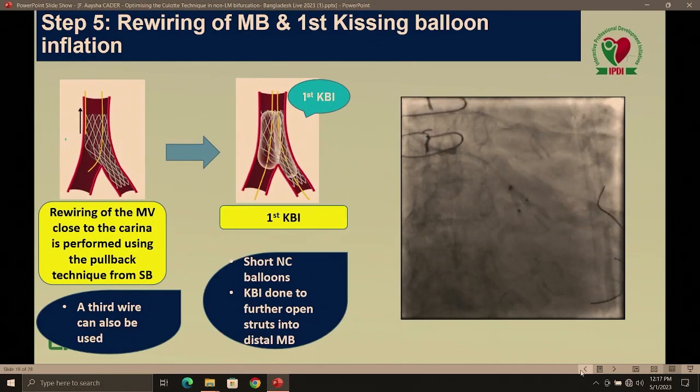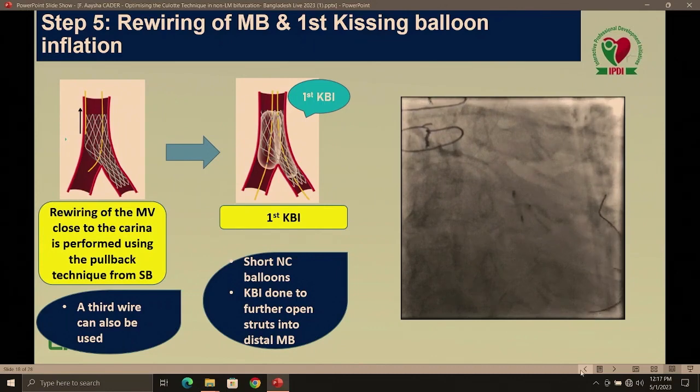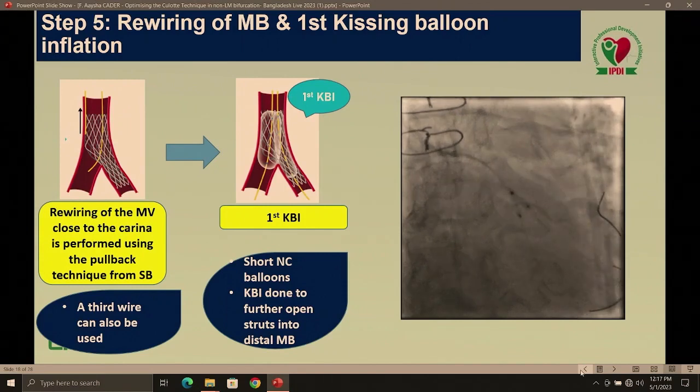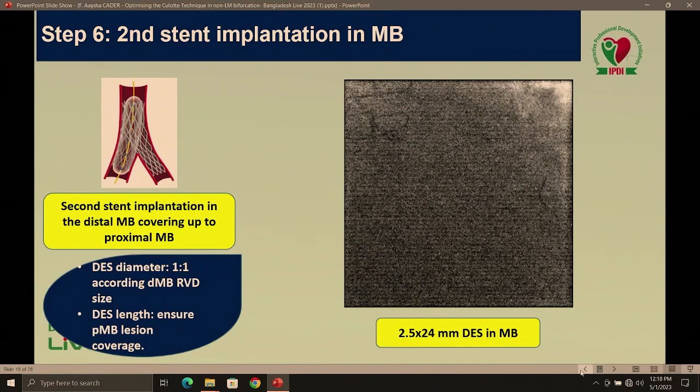So this first kiss is what we now call the double kiss mini culotte, or the DK mini culotte, which was not part of the procedure before. Here you would use short NC balloons and a kissing balloon inflation to further open up the struts into the distal main branch. After that, you can then proceed to the second stent implantation, which is from the proximal to the distal main branch. Here, the diameter should be again sized 1:1 to the distal main branch reference vessel diameter, and the length has to ensure coverage of the proximal main branch lesion, which you want to have stented as part of the bifurcation.